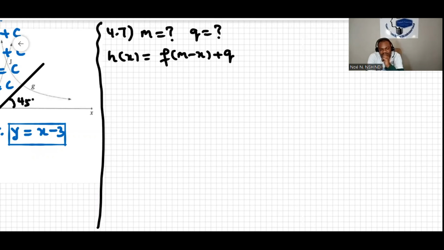Is reflected in the y-axis and translated 1 unit to the left.